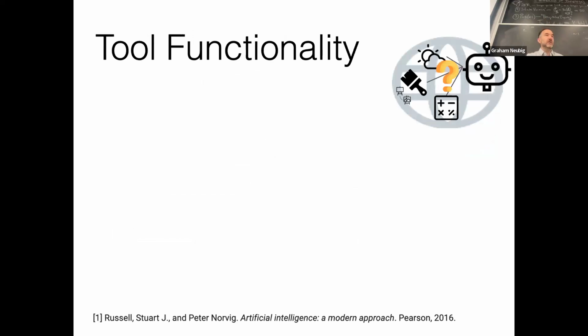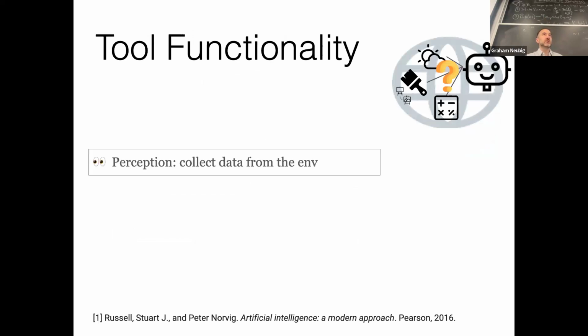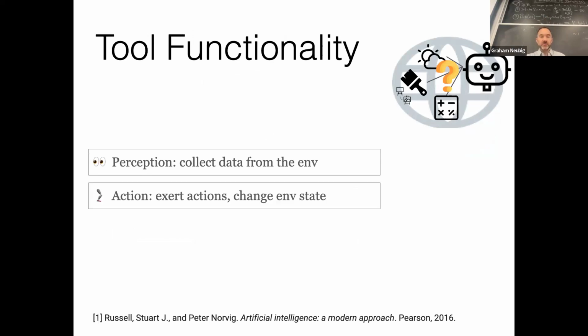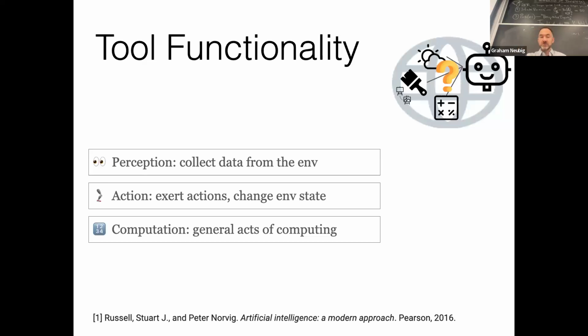And there's three main ways you can use tools. The first one is for perception, which collects data from the environment. It can do actions, which exert actions or change the environmental state, and does computation. And all of these are tools. When we talk about an agent, generally we're talking about interacting with the outside world. So perception and action are particularly important. If you're just using tools for computation, that's arguably not an agent because it's not doing anything with the outside world. But that's just a matter of definition also.